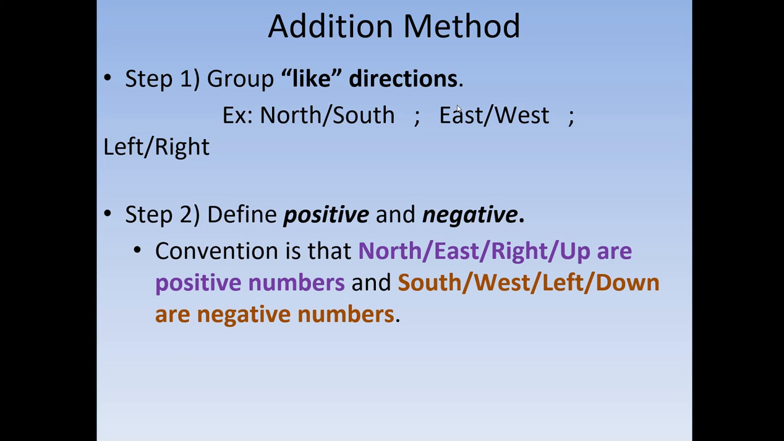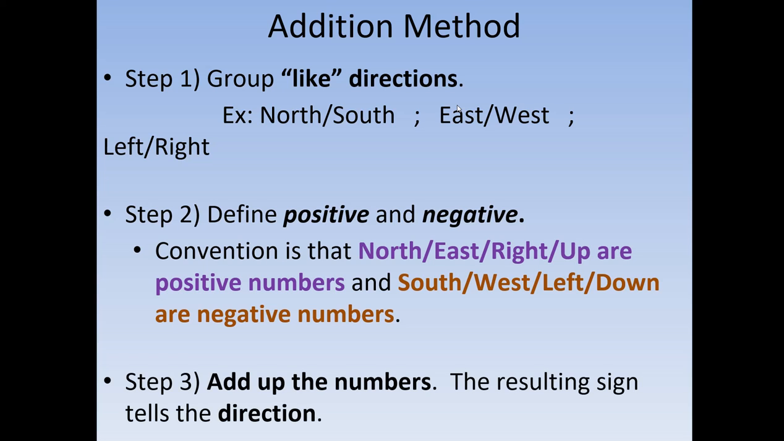The third step is to add up all the numbers. Again, we grouped them in step one, so we're maintaining that group, and then we add up those numbers. The resulting sign tells us our final direction. There is a fourth step for when you have multiple groups together, and we'll see what happens there, because what we're going to end up having are two perpendicular vectors. How do we get that resultant?